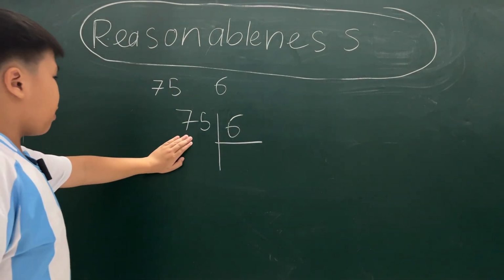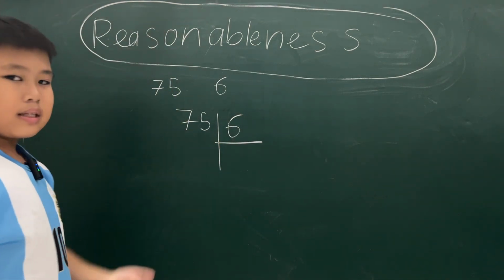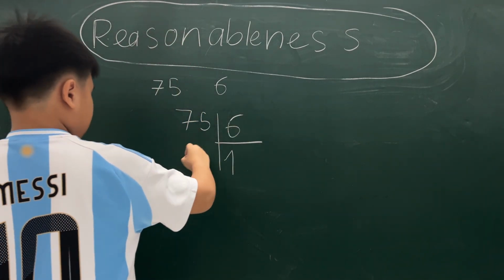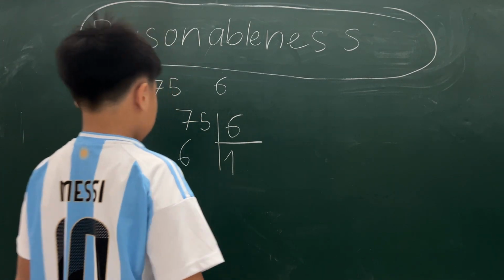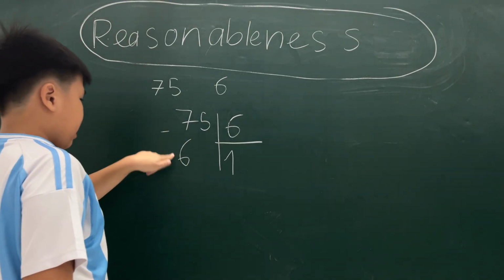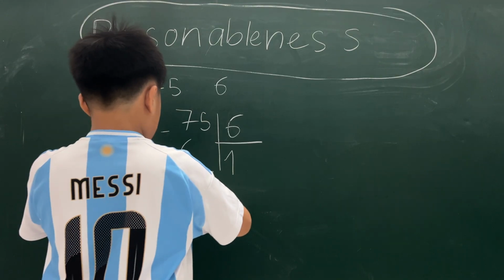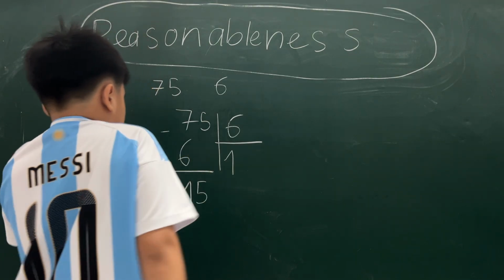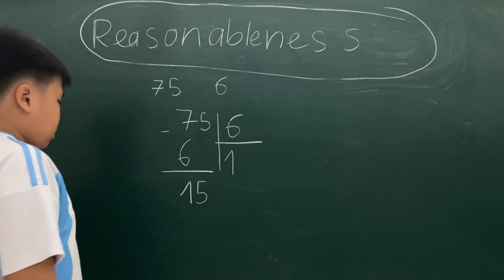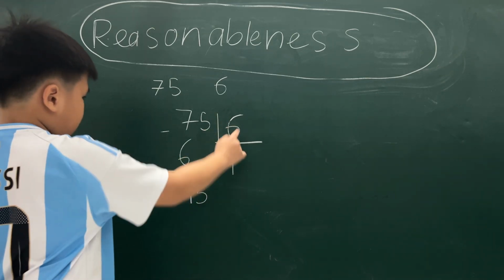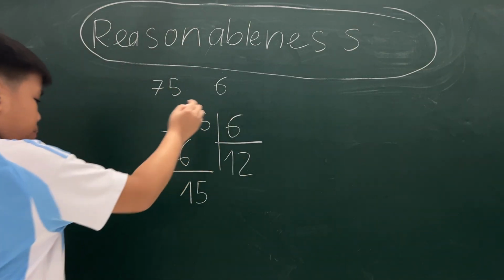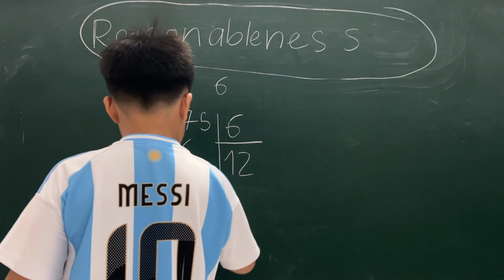So we look at 7 first. 7 divided by 6 equals 1. 1 multiplied by 6 equals 6 right here. And it's 7. Now time to subtract. 7 minus 6 equals 1. We bring down the 5. 15 divided by 6 equals 2 of 6's. 2 multiplied by 6 equals 12.